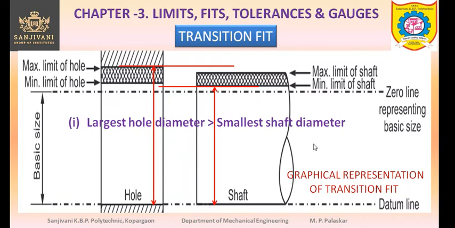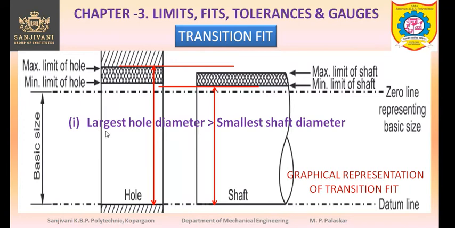This is the same figure but slightly enlarged, and you can see very clearly that the first condition is satisfied, and the first condition is that the largest hole diameter is greater than the smallest shaft diameter. This is the first condition of the transition fit. So it is difficult to understand the transition fit. You may think that it is difficult, but you can easily understand with this figure that the two conditions should be satisfied.